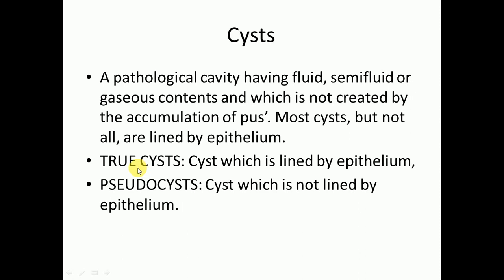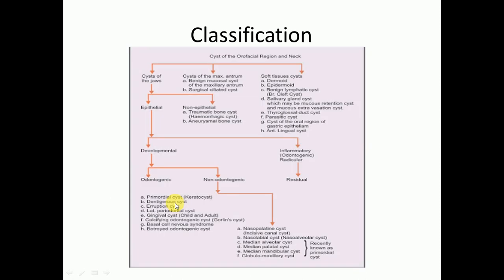Examples of true cysts are the dentigerous cyst, the keratocyst, the periodontal cyst, and all those we will discuss later on. Pseudocysts include the aneurysmal bone cyst, traumatic bone cyst, simple bone cyst, etc. Now we'll discuss the classification of the cyst. It is classified into cysts of the jaws, cysts of the maxillary antrum, and cysts of the soft tissues of the face, oral cavity, and neck.